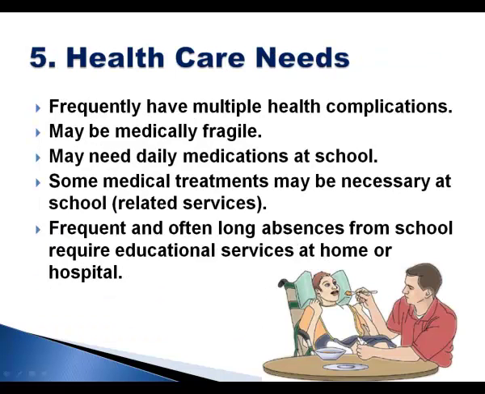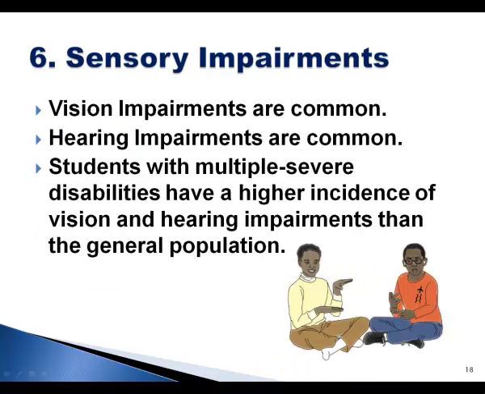Number 5, healthcare needs. Frequently have multiple health complications, may be medically fragile, may need daily medications at school. Some medical treatments may be necessary at school that are actually related services. Frequent and often long absences from school require educational services at home or hospital.